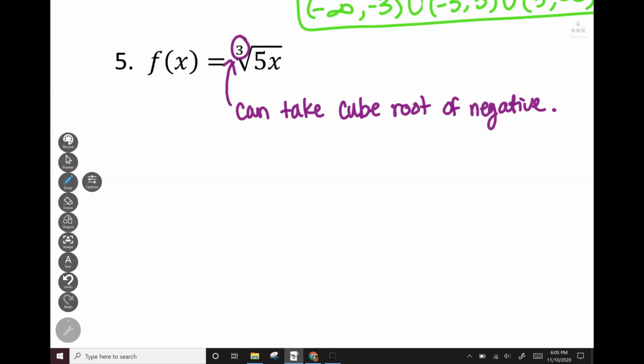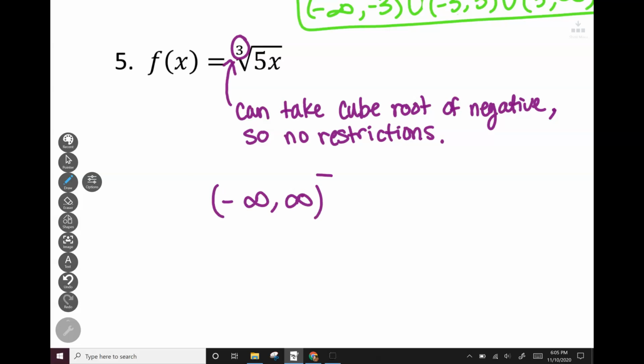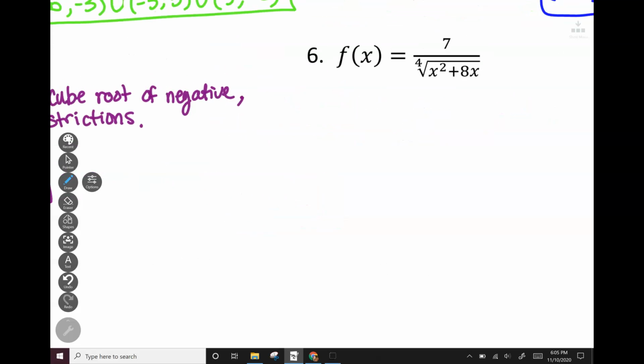So that doesn't give us any restrictions. You can take the cube root of any number, including negative numbers, so that doesn't give you any restrictions. So this one's going to be negative infinity to positive infinity, just like the polynomial on number 1. It's only even roots that give you those restrictions.